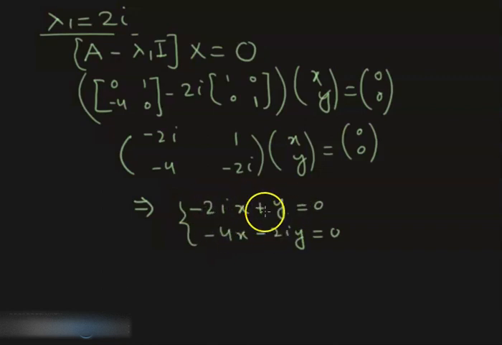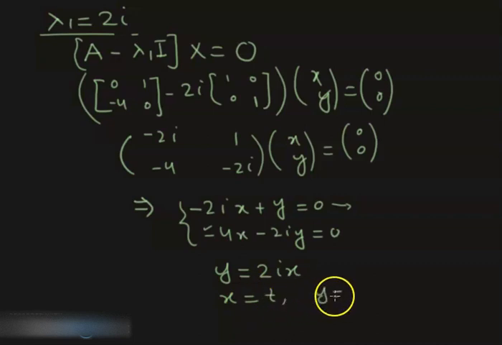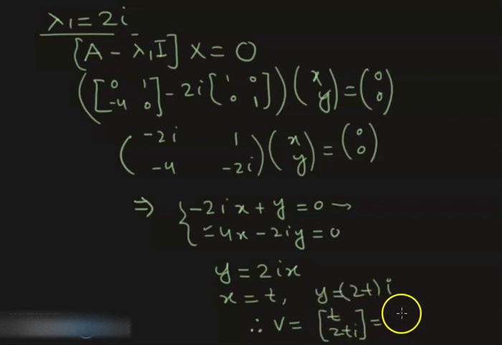So this is just a single equation. Basically, if you multiply the upper equation with minus 2i, then you can get this one. So we can consider only one of these, because both are the same: y equals 2ix. If I set x to be t, then y is 2ti. Therefore the vector should be v equal to (t, 2ti), in other words, (1, 2i).